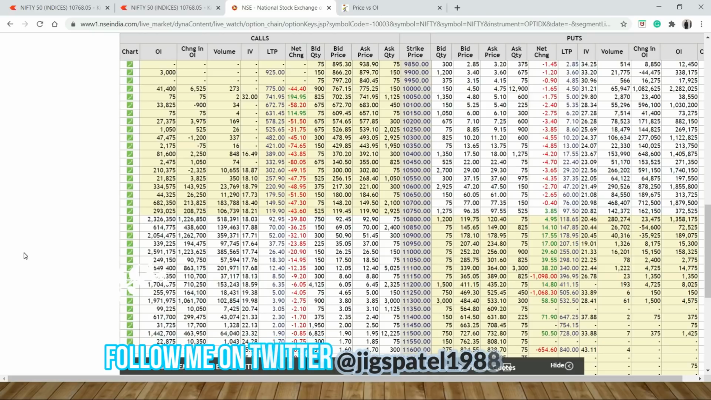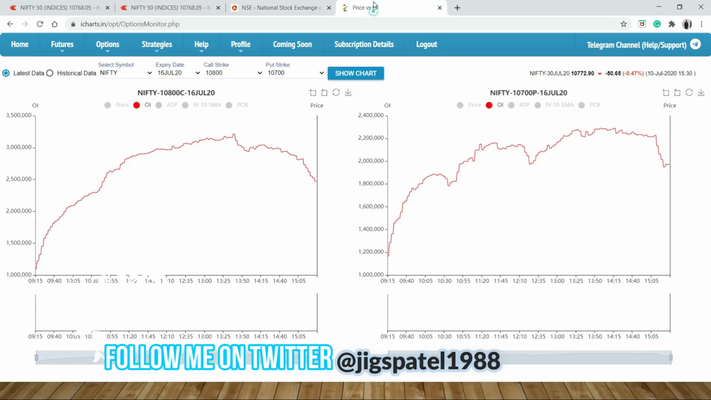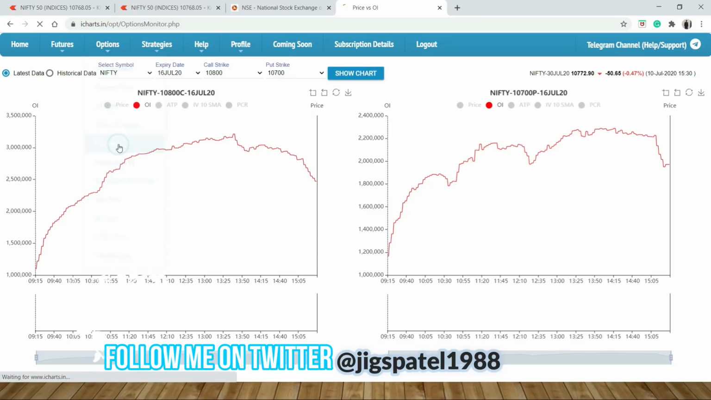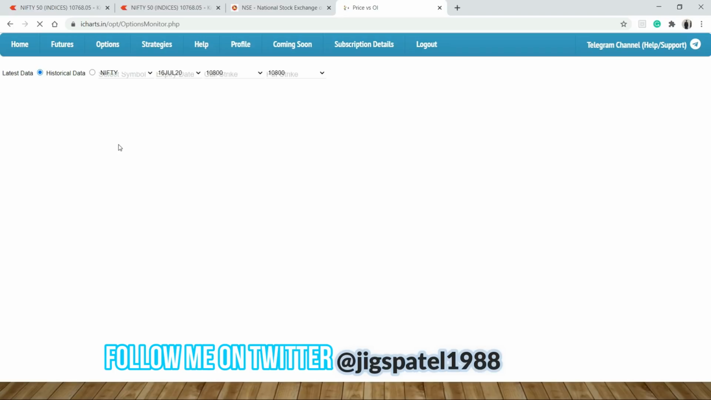For the intraday we can see the OI data, and for the morning, from 9:18 to 10 o'clock, we must keep a record, because these 45 minutes are very important for the intraday. I keep all this data in iChart. In iChart, I go to price versus OI.